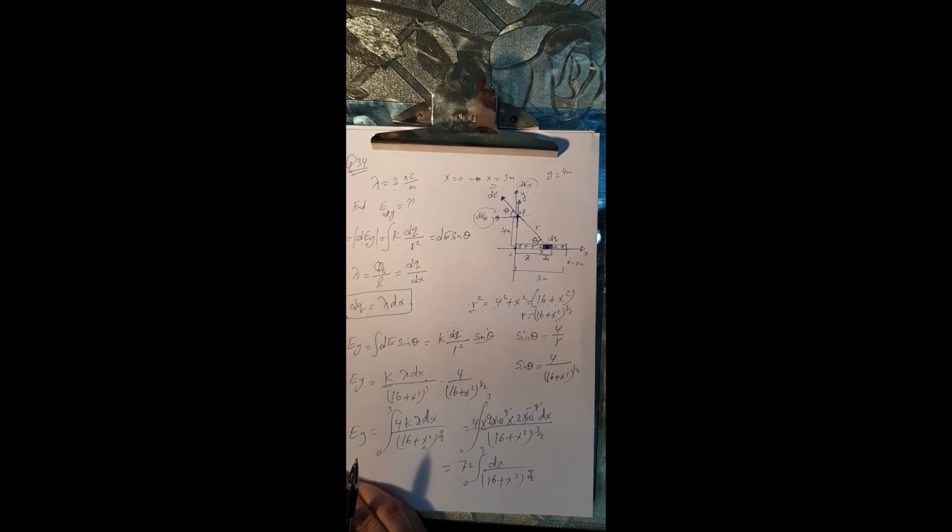So this will give us the choice B. The answer is B, the second one. Sorry, not B. The answer is A. A is 72 dx over 16 plus x squared all to power 1.5 from 0 to 3. So this is the answer for the electric field on y-axis.